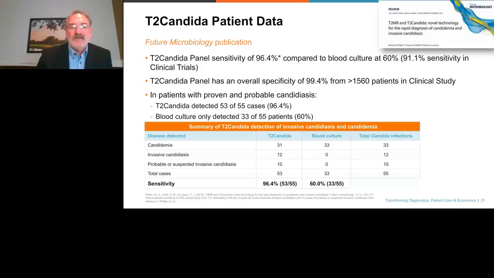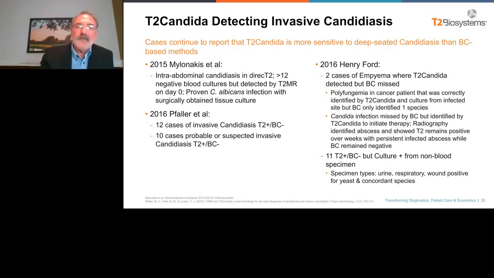So just from this analysis, we have substantive data that supports the concerns of Clancy and Wynn that blood culture misses serious infections due to Candida. There is other evidence for T2Candida detecting invasive candidiasis, and we continue to collect cases that report that T2Candida is more sensitive for deep-seated candidiasis than blood culture. In the clinical trial by first author Mylonakis, published in CID in 2015, there was one case of intra-abdominal candidiasis, which was detected by T2, missed by 12 consecutive negative blood cultures, and was proven to be a Candida albicans pancreatic abscess upon laparotomy. I've already mentioned the 12 cases of proven invasive candidiasis and 10 of probable or suspected invasive candidiasis.